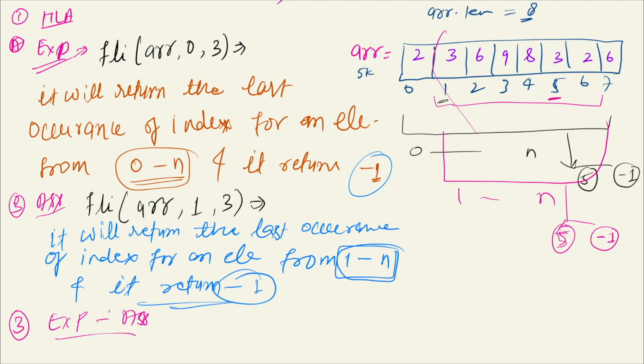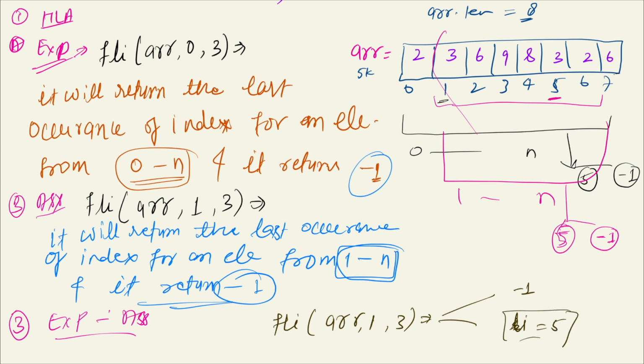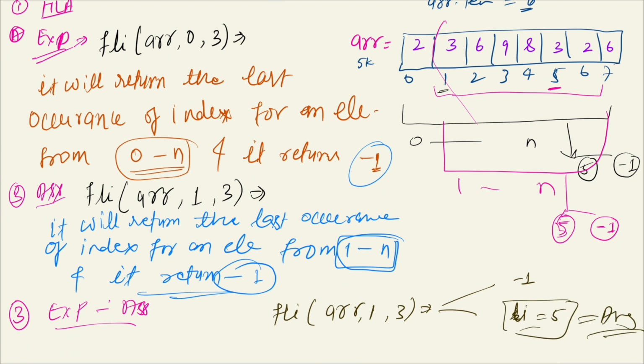That will be like, here we are calling fli from 1 to n, and finding out p. So it will return either -1, or the last index, which will be like 5. If it returns the last index, then it will be our answer. Because if it is returning the last index from 1 to n, then it will be our answer. We don't need to search inside this one.